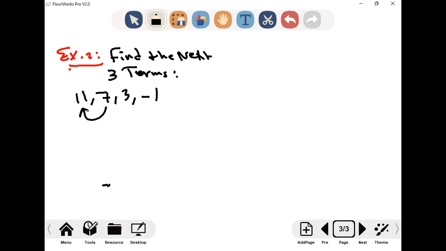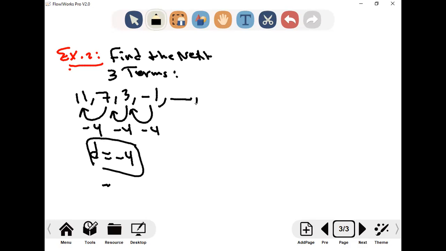7 minus 11 is minus 4, right? 3 minus 7 is minus 4, minus 1 minus 3 is minus 4 also, right? Now it's arithmetic, right? D is how much? Minus 4. Now to find the next 3 terms, you just add negative 4. You add D. So negative 1 plus negative 4 is negative 5, negative 5 plus negative 4 is negative 9, negative 9 plus negative 4 is negative 13.